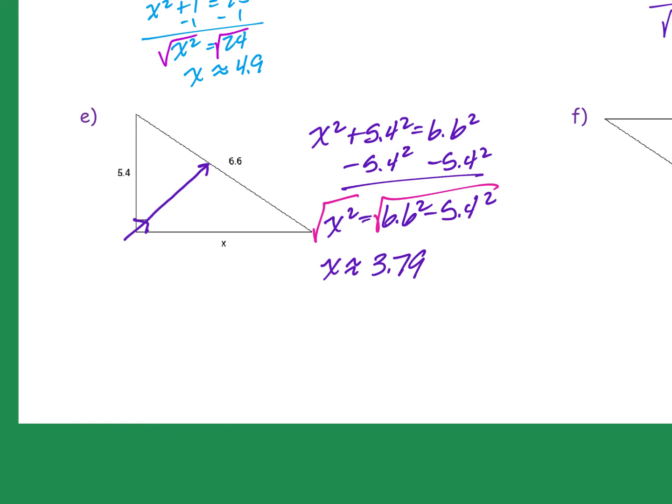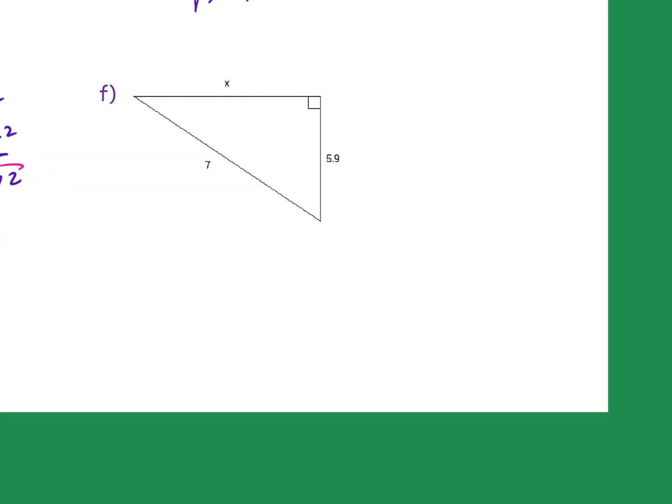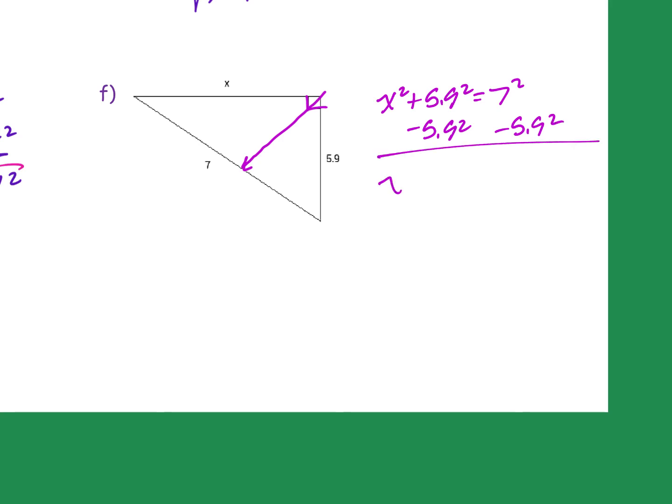Okay, and then the last one, again, I want to find my hypotenuse. There it is. So I've got x squared plus 5.9 squared equals 7 squared. And if I subtract 5.9 squared, I'm going to get x squared equals 7 squared minus 5.9 squared. And I square root both sides.